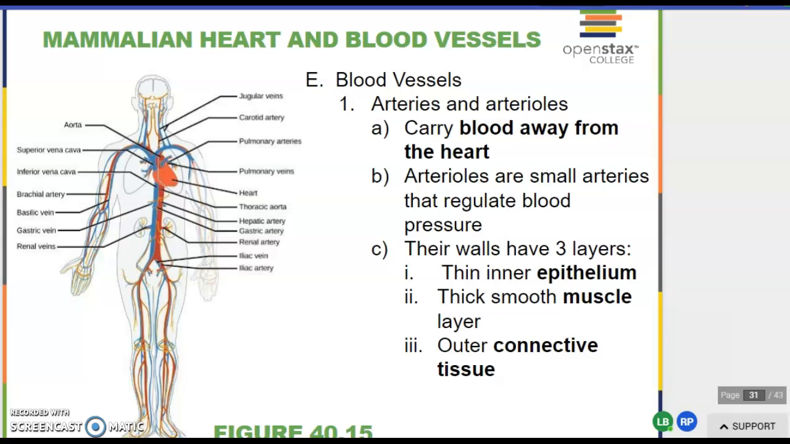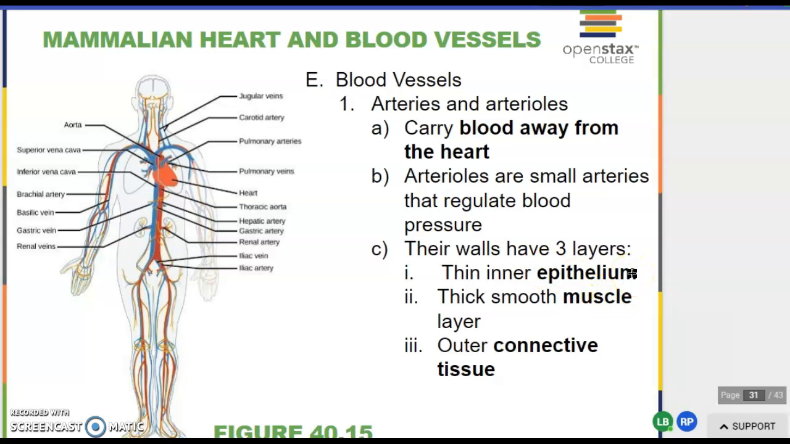And again, we already mentioned some of this. Arteries always carry blood away from the heart. Veins carry blood back to the heart. Arterioles are just smaller arteries, and we'll see as we go forward, things get smaller and smaller until we get to those fine, thin little capillaries. There's three layers.